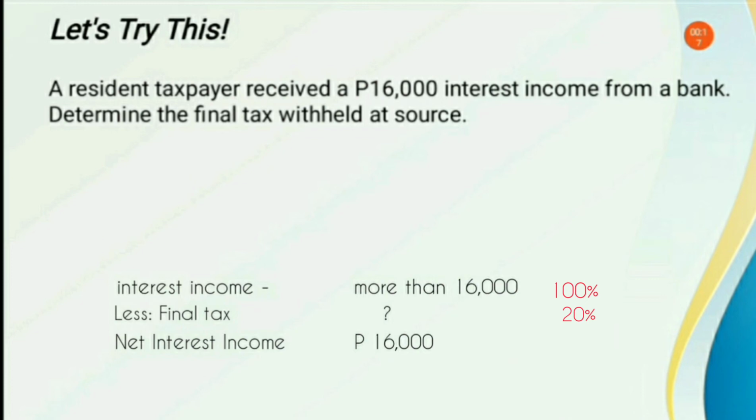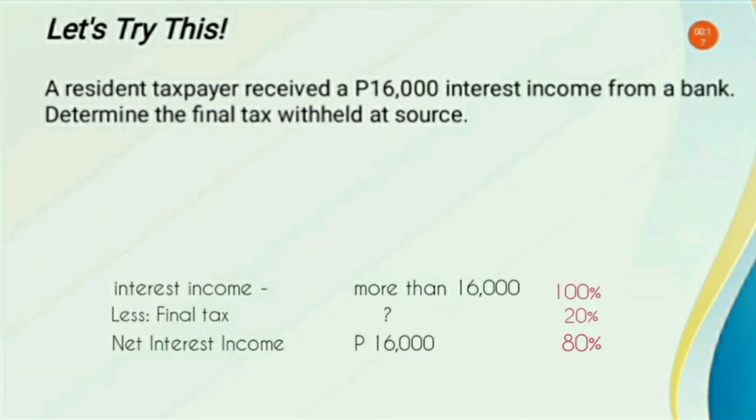So, 100% less 20%, so that is equal to 80%. So, therefore, etong 80% dito is the net interest income na 16,000 pesos. So, before we can compute for the final tax, kailangan muna nating alamin kung magkano yung total interest income or yung gross interest income, yung kabuuang interest income, yung hindi pa nababawasan ng final tax.